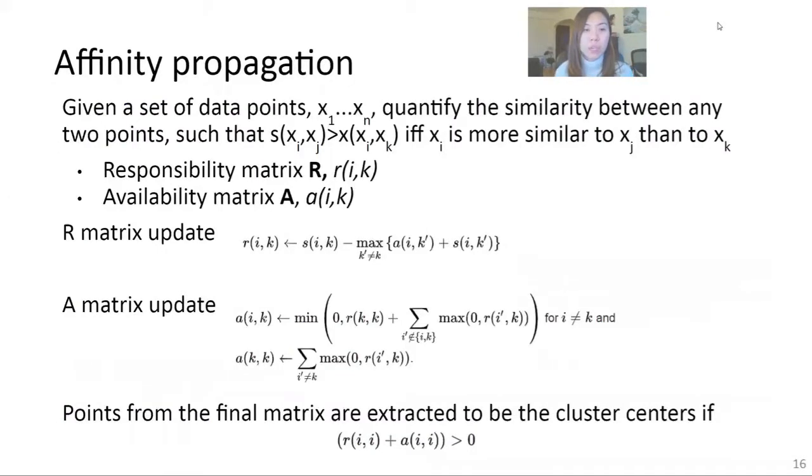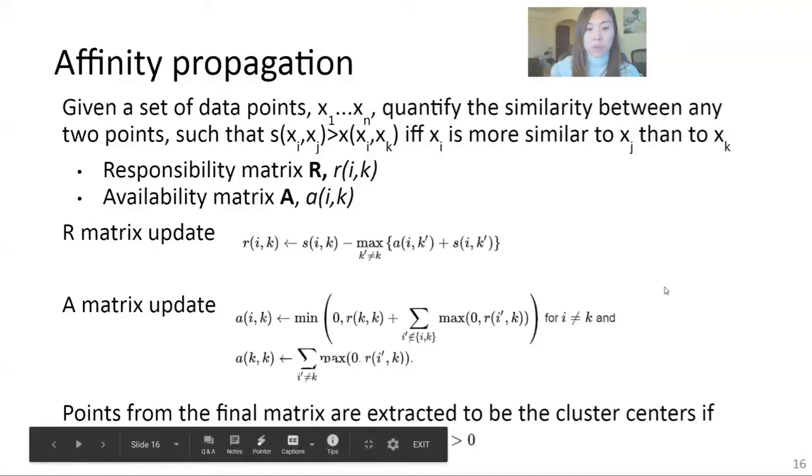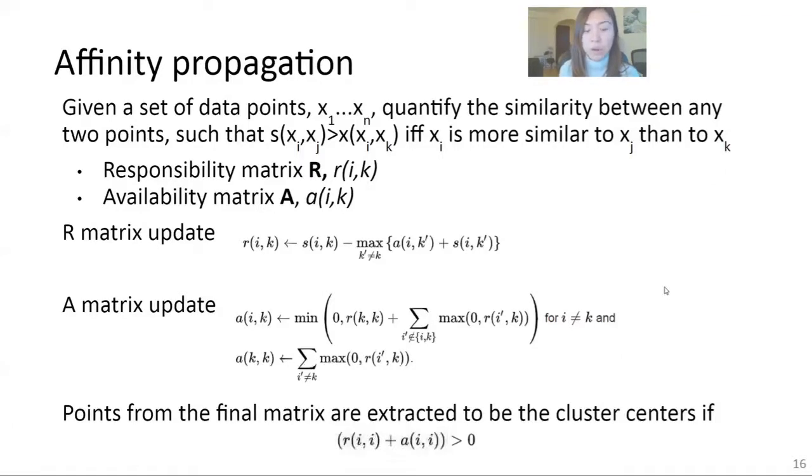As for affinity propagation, here is a very brief introduction to the algorithm. Given a data set, we want to quantify the similarity between any pair of 2 points, such that the similarity of one pair is greater than the other if and only if point i is more similar to j than to k. We use 2 matrices, the responsibility matrix and the availability matrix. Those 2 matrices are updated alternately throughout the steps. And at the end, we find the cluster centers by using the equation shown there. The diagonal points from the final matrices are used to calculate the final cluster centers.